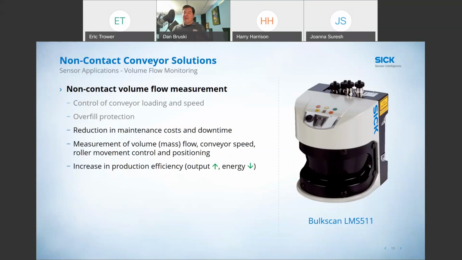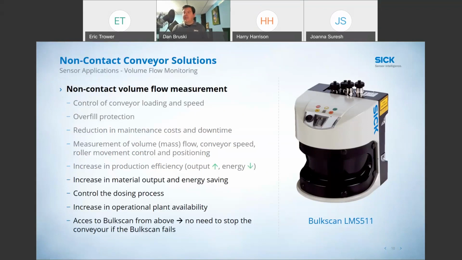The bulk scan does not require any regular calibration. In addition to the bulk measurement values, we get some more stuff. Roller and belt movement can be tracked. We'll see later on how that's done. In general, we can say that by using this kind of technology, overall production efficiency is increased since downtime is reduced. Output is increased and energy as well as workforce is minimized.